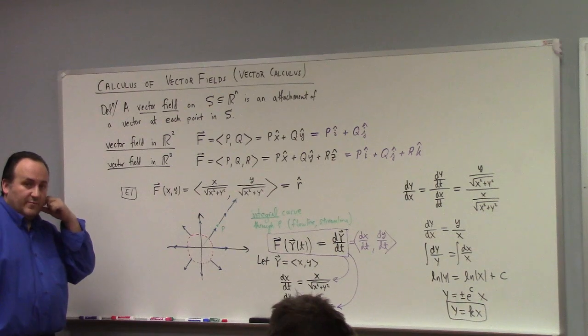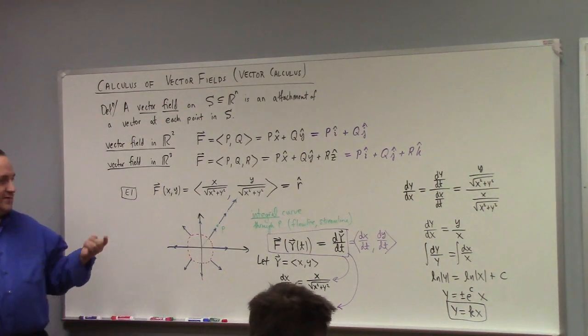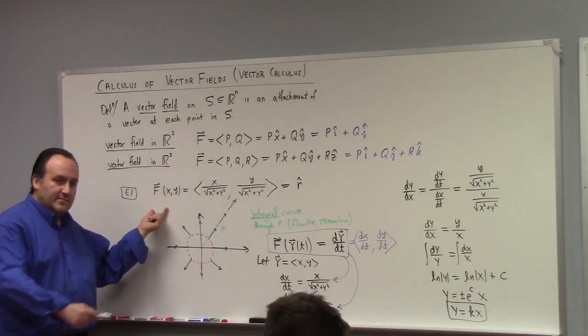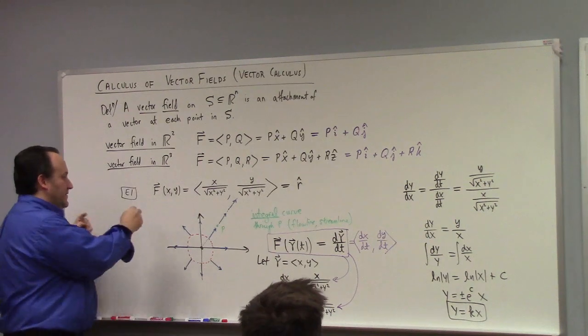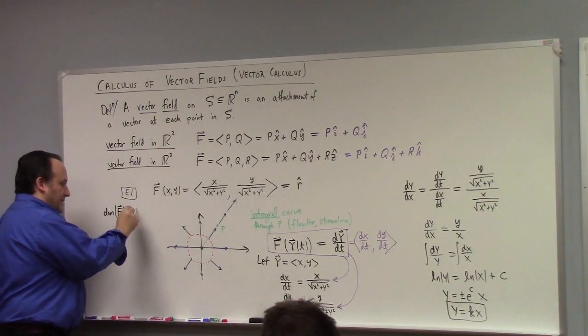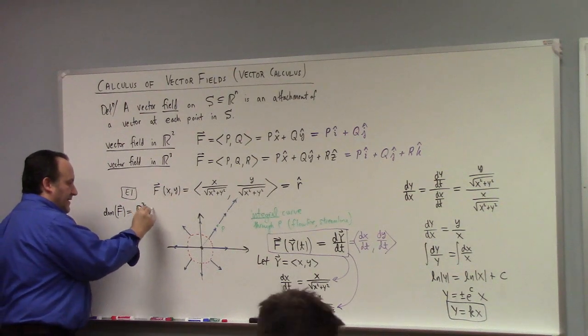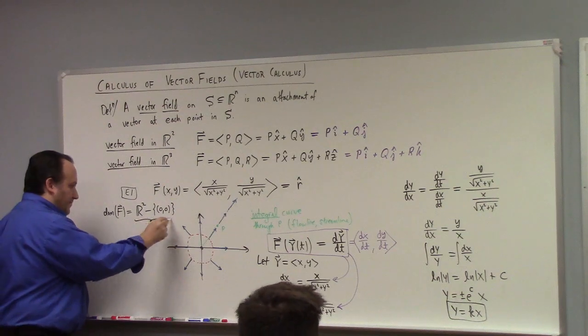All right. But what's the rub? At the origin, the vector field is not defined, right? This vector field is not defined where? Right there, right? That's the one place it's not defined. So the domain for this vector field is R2 minus the origin, right? This is the so-called punctured plane.